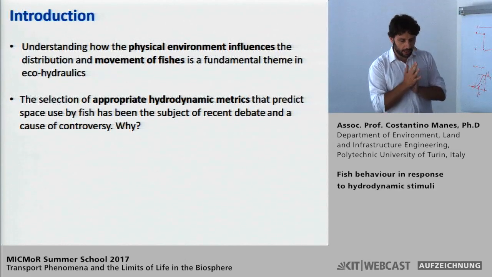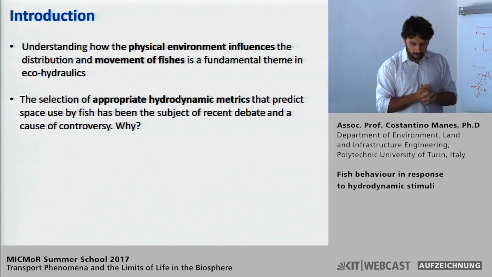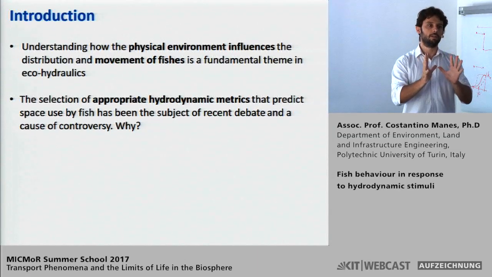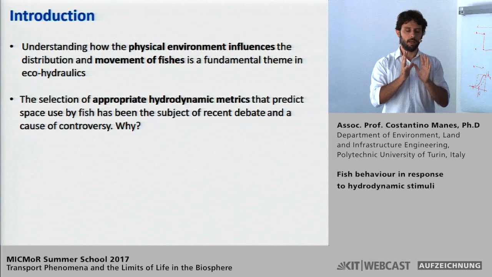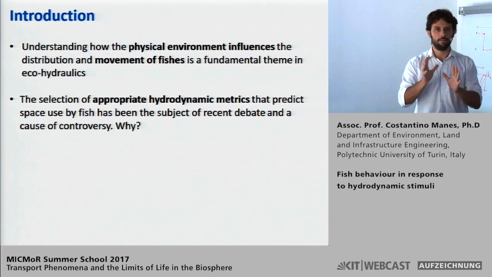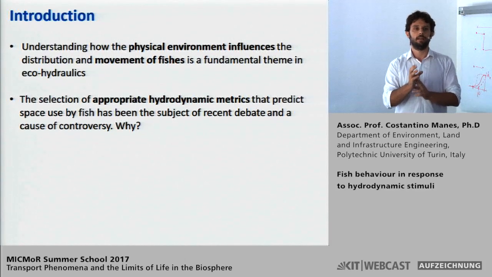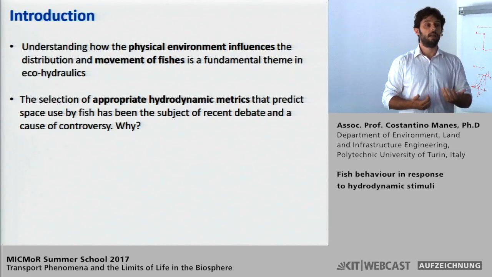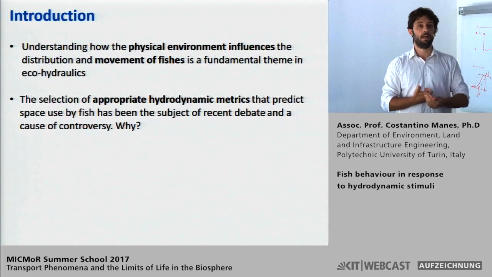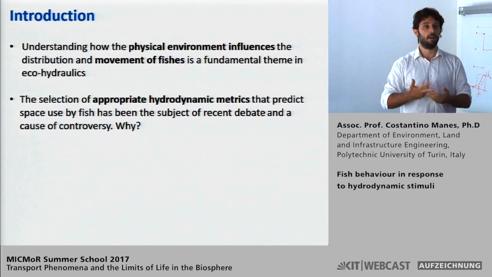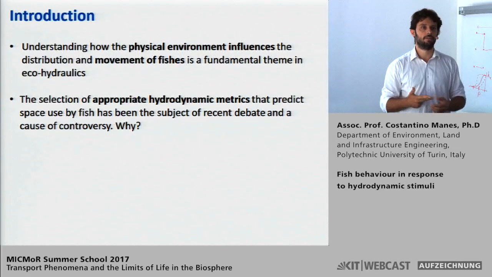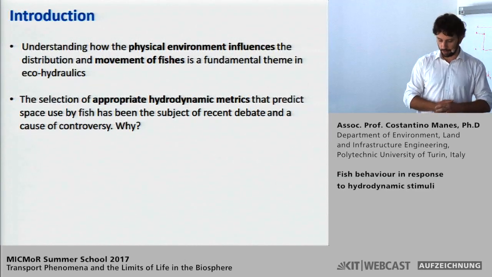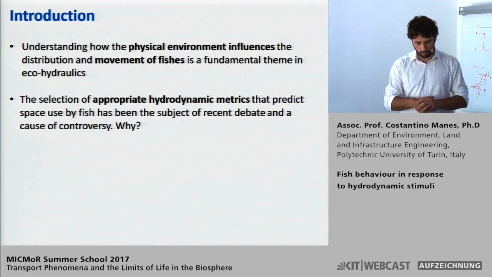This topic has created a fairly big debate in the literature, because if you want to identify what sort of hydrodynamics fish prefer, you have to find a hydrodynamic metric to describe it. Do fish like low velocity areas to stay there? Do they like high turbulence intensity? Do they like certain values of the skewness, of the flatness, of velocity, of any statistics that you can think of? And there is a huge number you can use.